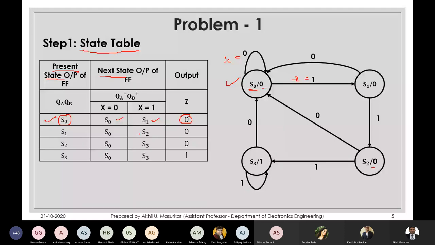So let's go to the next step, that is step number 2. So now we are coming in reverse. Previously, from the circuit, we used to make the state table, and from the state table, we were making the state diagram. But now, from the state diagram, we are making the state table. Okay.